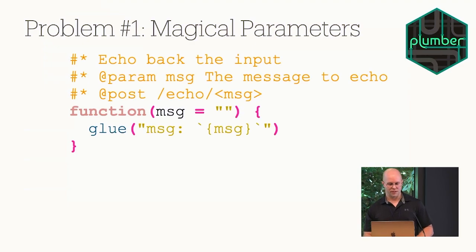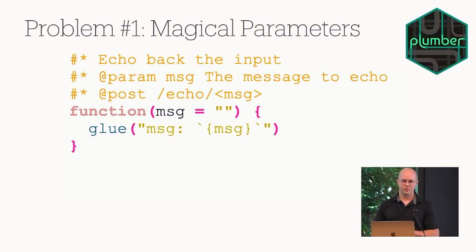All right, so problem one. Let's look at those magical parameters. Here we have a function that is going to describe just a quick and easy function. Return value where you pass in a message, and it'll say, here's the message, and then the value. Not too complicated. We have a parameter that says message to echo, and then we also are saying that this is a post route, and it's located at /echo/ message variable. So we're going to actually populate message according to the path value.